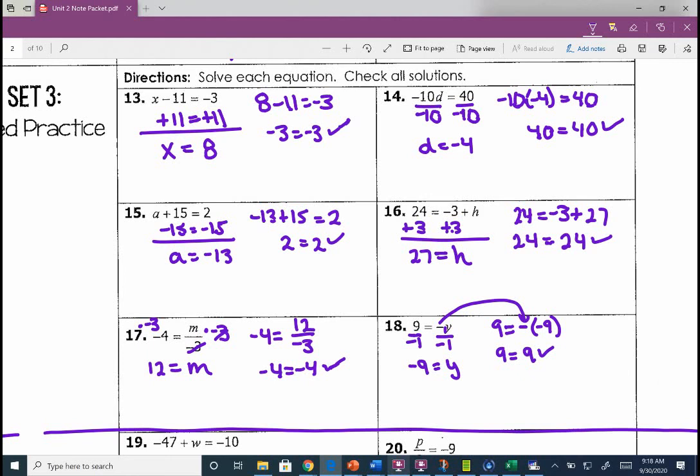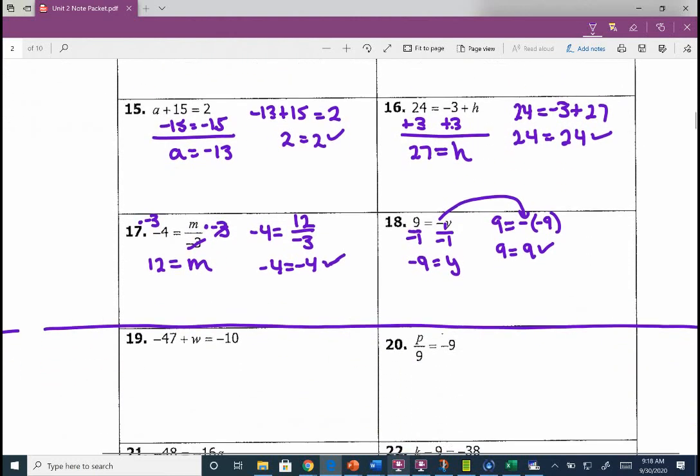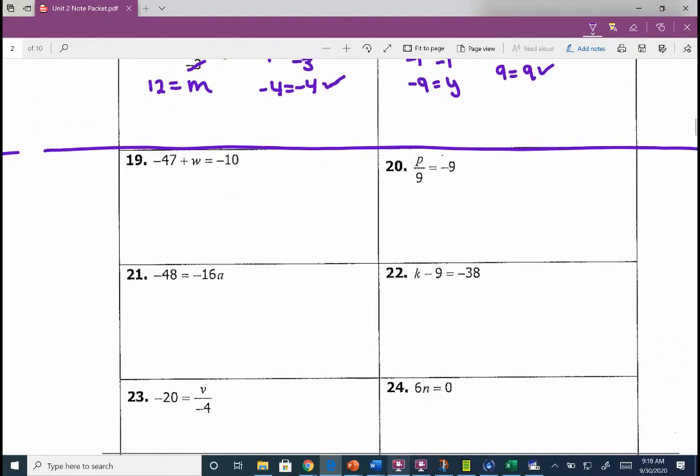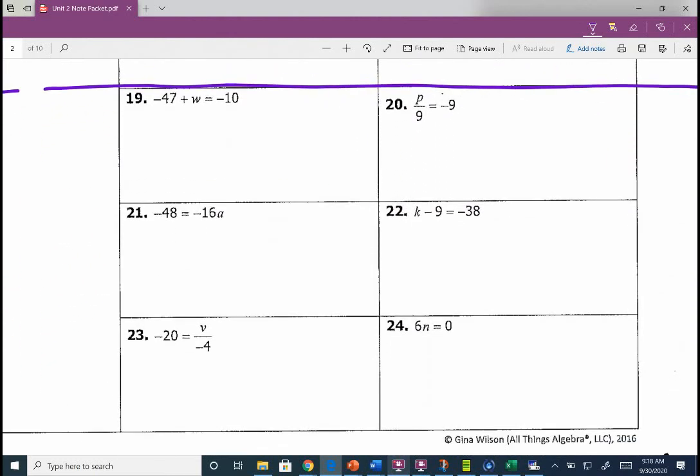In number 19, we have -47 plus w. So if we see the plus w, we're thinking, well, we should subtract. Well, if I subtract 47, I'm going to know in a couple different ways why that's not the right choice. -47 minus 47 over on the left side is going to be -94. They don't cancel out. They don't give me a 0.